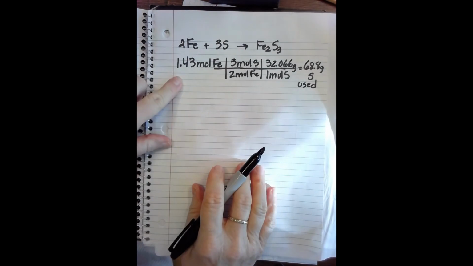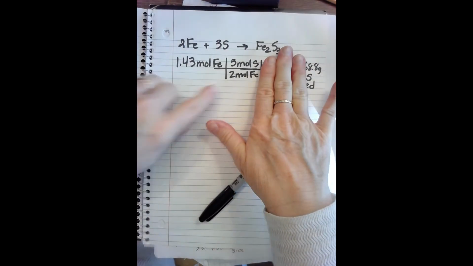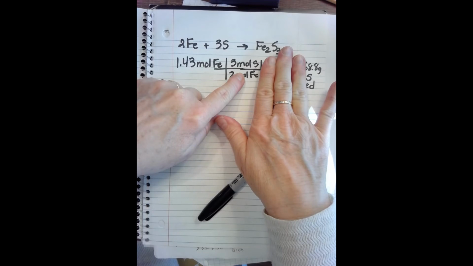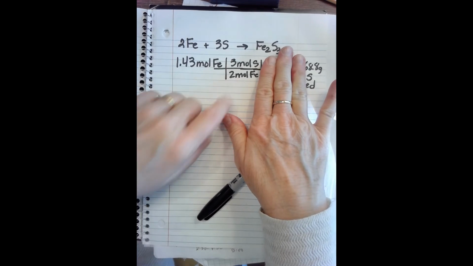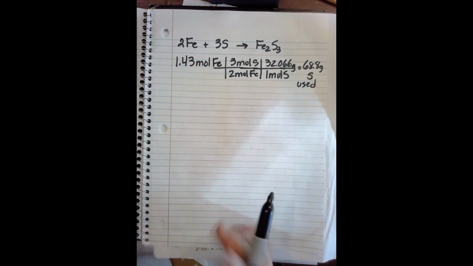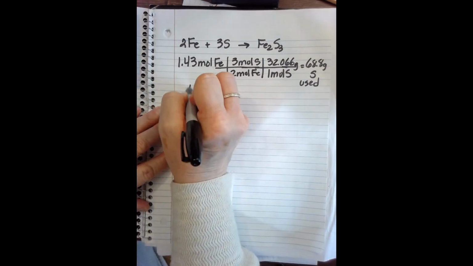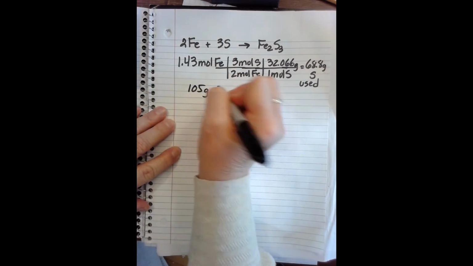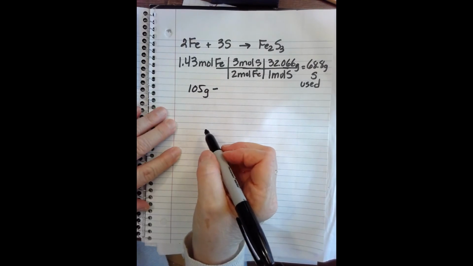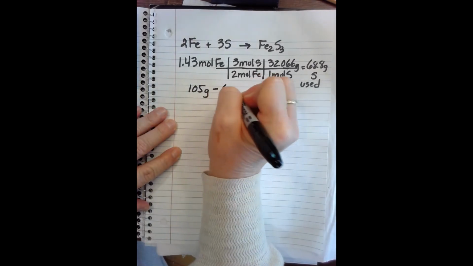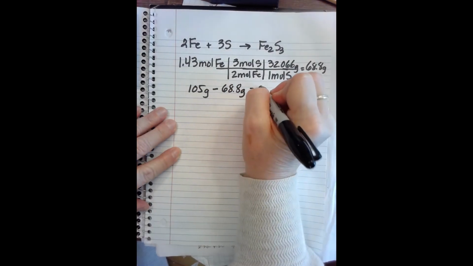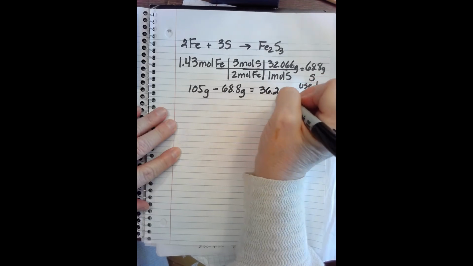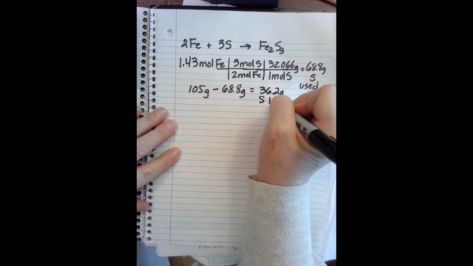Okay? Another way to do this would be to go here and find out how many moles, and then subtract those moles from the available moles that we discovered earlier, and then convert that. That's exactly the same thing. It's just coming at it a little differently. So here we had 105 grams available at the beginning. If you remember, that was our beginning information, minus 68.8 grams. So that tells us that we have 36.2 grams of sulfur left over.